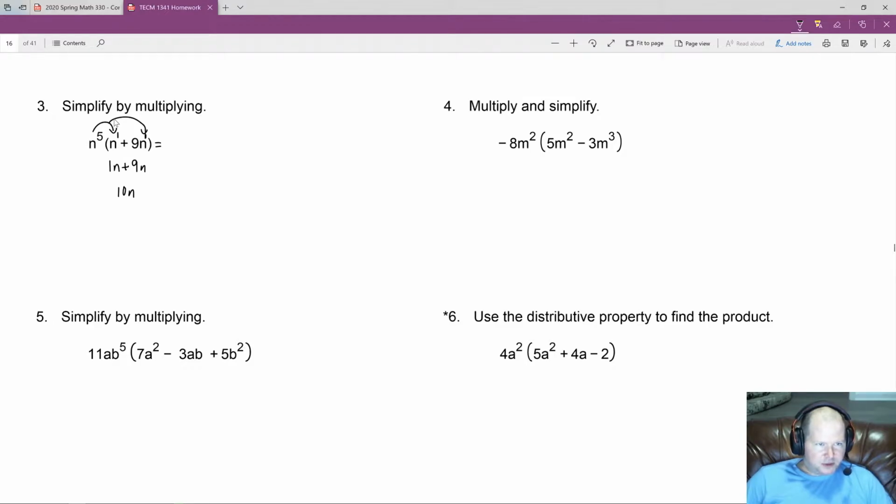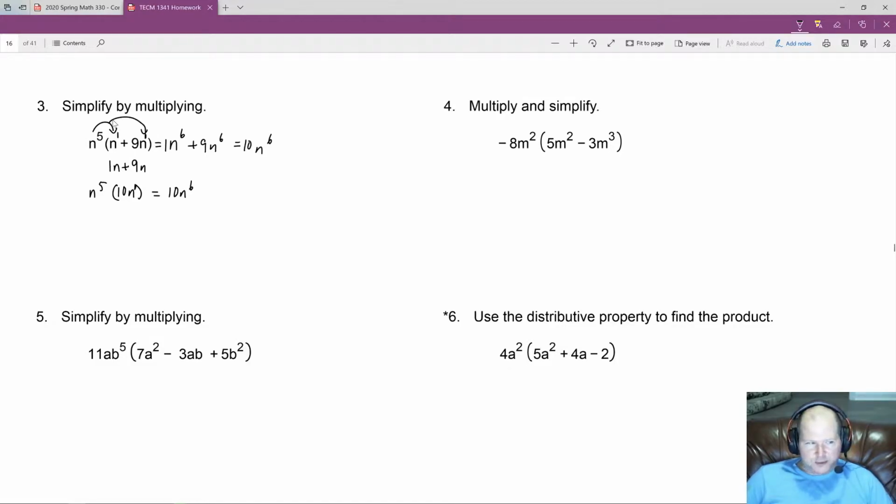Now, if I continue with the distribution, what we end up with is n to the fifth plus 1, which is n to the sixth, plus we carry the 9, and then we say n to the fifth power times n to the first power is again n to the sixth, and the implied or understood coefficient is 1. 1 n to the sixth power plus 9 n to the sixth power is 10 n to the sixth power. If instead you simplify within the parenthesis, you'll end up with n to the fifth power times 10 n to the first power, which will give me 10 n to the sixth power, because 5 plus 1 is 6. Either way, you get the correct answer. Okay, let's try the next one.